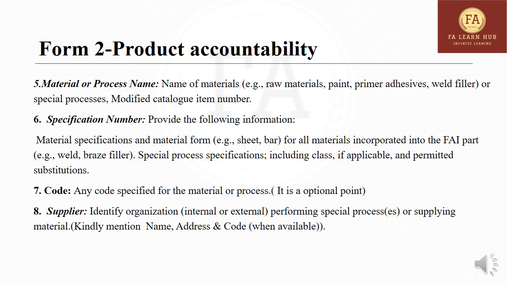Code. Any code specified for material or a process can be included here. So it's an optional requirement. The eighth field, supplier. If we are outsourcing any special processes, we can put the supplier name here.